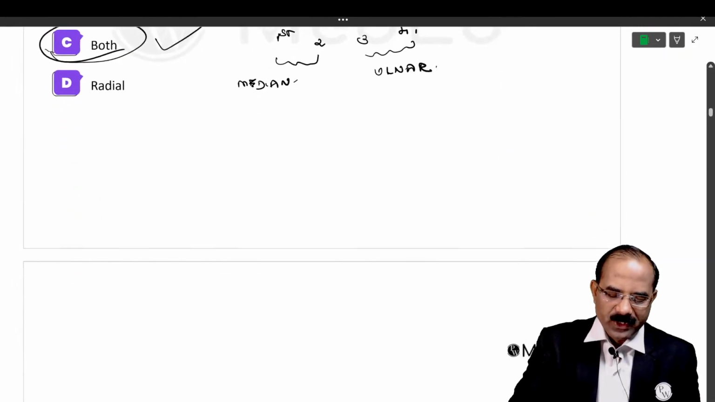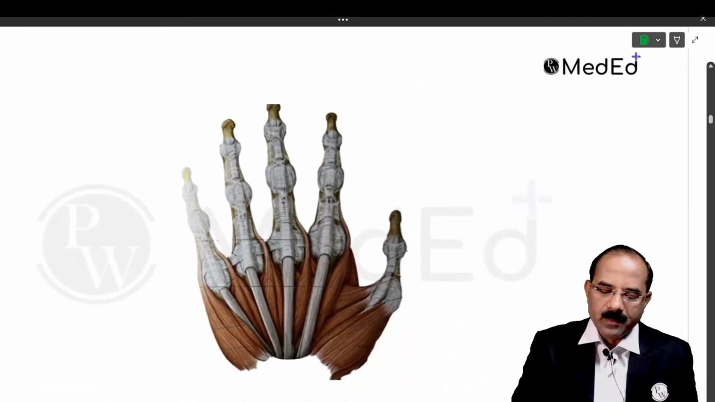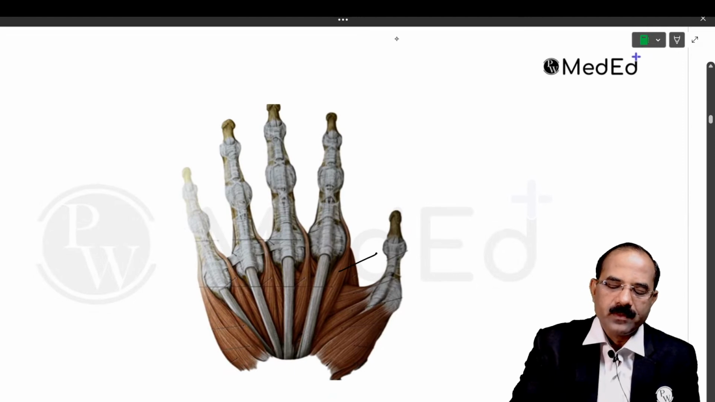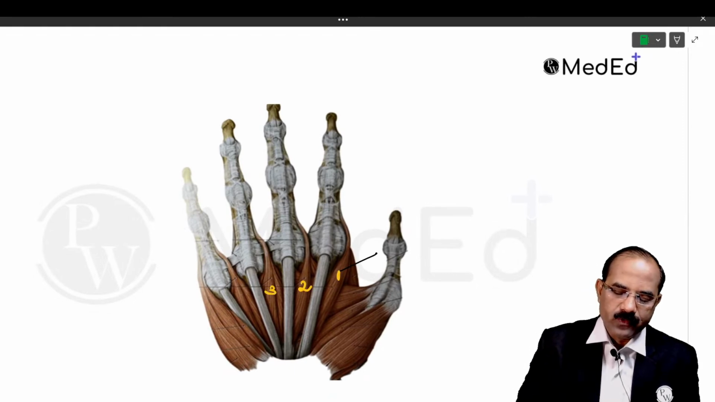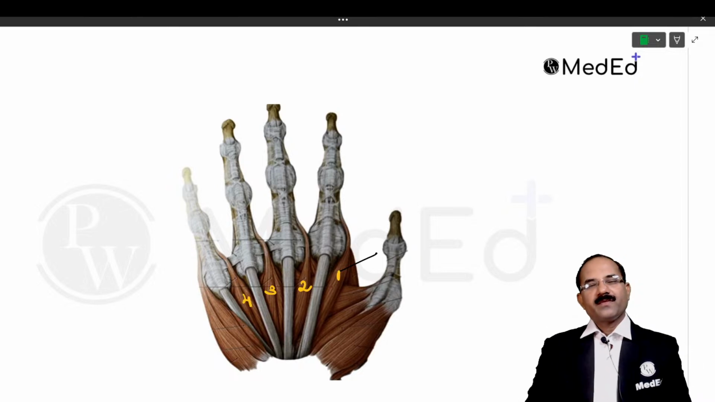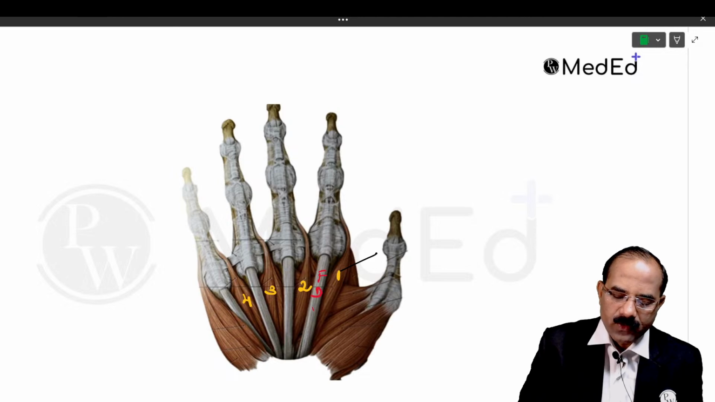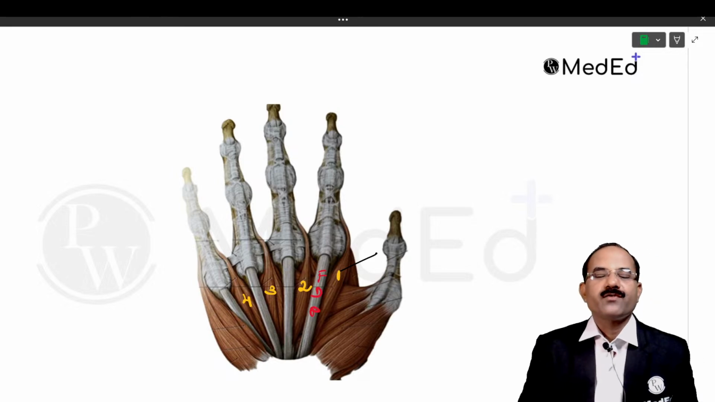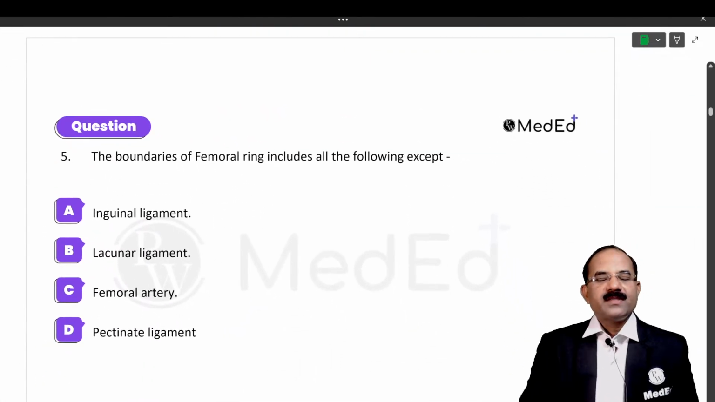Come on. So coming to the next MCQ. See, these are the lumbricals. That's the first lumbrical. Okay, let me just draw this. That's the first lumbrical. That's the second lumbrical. That's the third and fourth lumbrical. And what is this tendon? From where these lumbricals arise? Flexor digitorum profundus. Okay, perfect. Very good. Students, see the next MCQ.